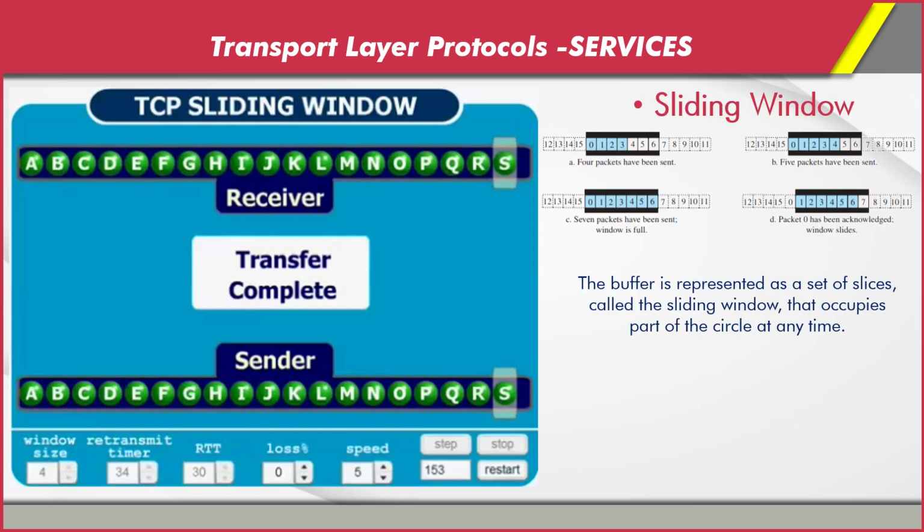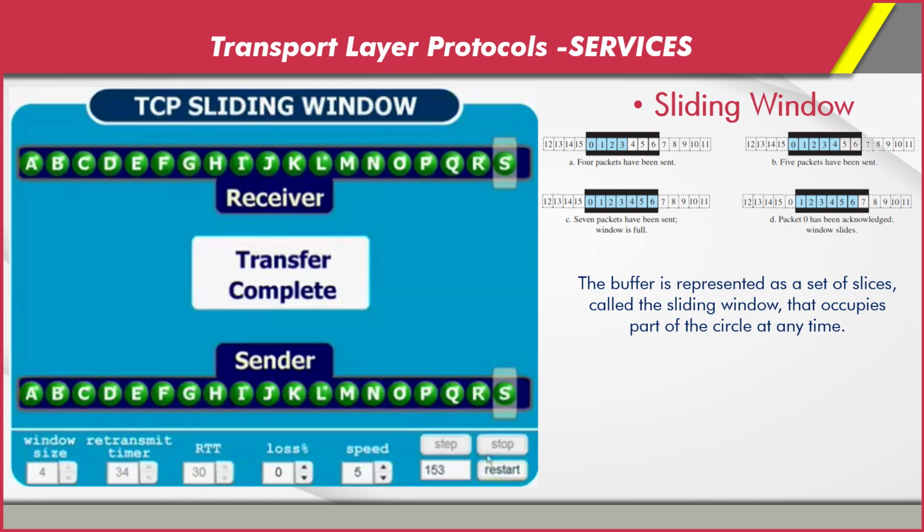Sliding window. The buffer is represented as a set of slices called a sliding window that occupies a part of the allocated blocks at any time. At the sender site, when a packet is sent, the corresponding slice is marked. When all the slices are marked, it means that the buffer is full and no further message can be accepted from the application layer. When an acknowledgement arrives, the corresponding slice is unmarked. If some consecutive slices from the beginning of the window are unmarked, the window slides over the range of the corresponding sequence numbers to allow more free slices at the end of the window.